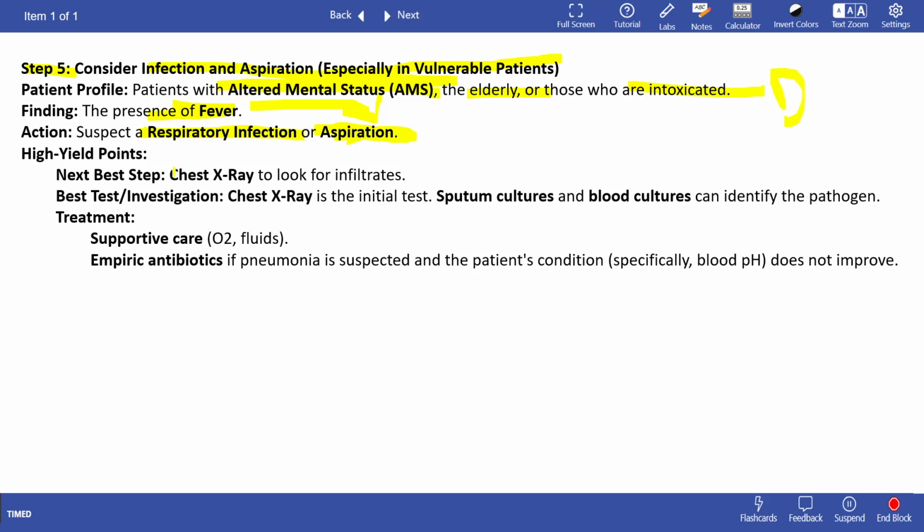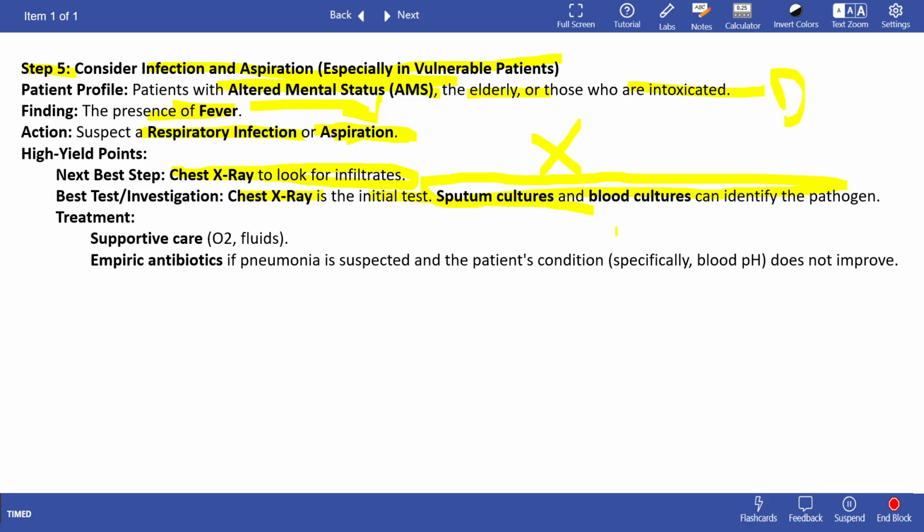The next best step would be to look at the chest X-ray to confirm the infiltrates that would be present in infection and also in aspiration sometimes. The best test is chest X-ray. Initial test is sputum cultures, and blood cultures are the confirmatory test if infection is present. But we usually don't do this for normal infections.